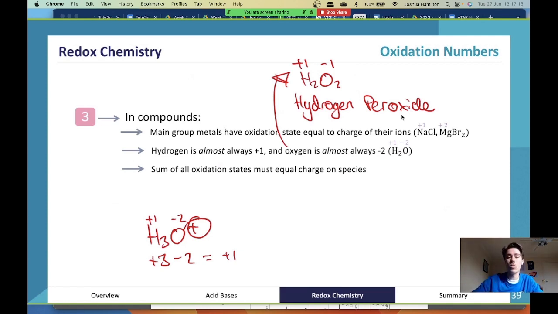Now, in this one, we already knew that oxygen had to be -2 and hydrogen had to be +1. So it's pretty easy because we already knew that. If you didn't know it, you can then utilize that to figure out what's going on.